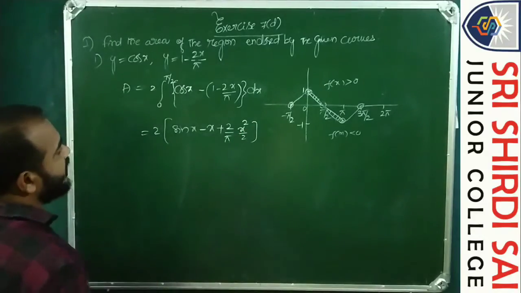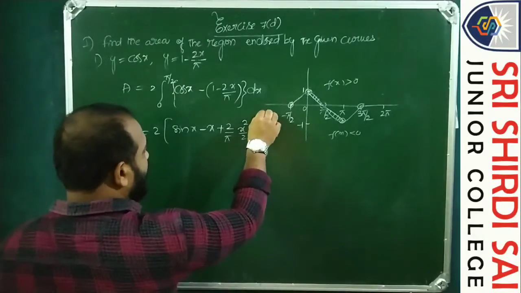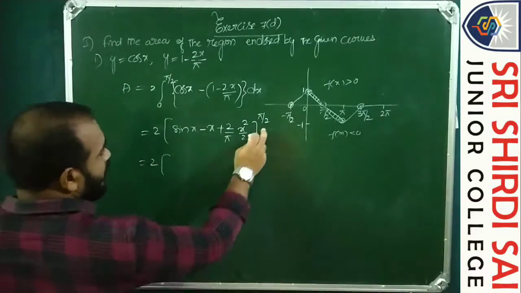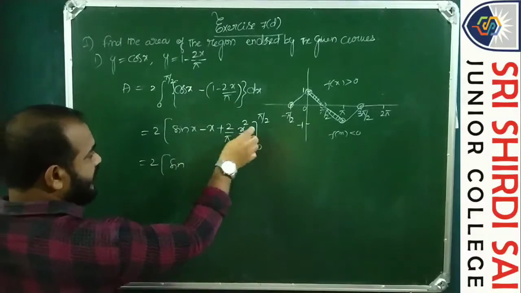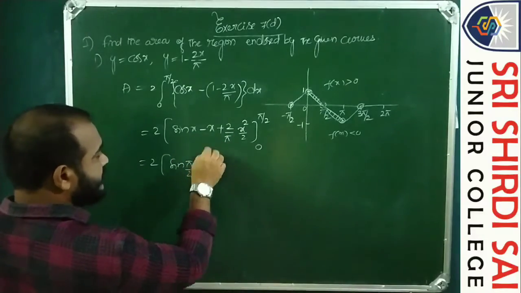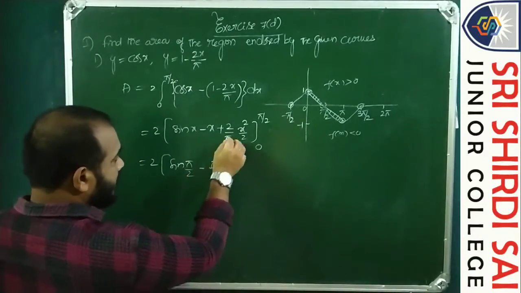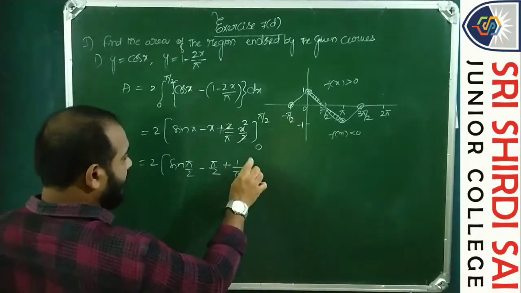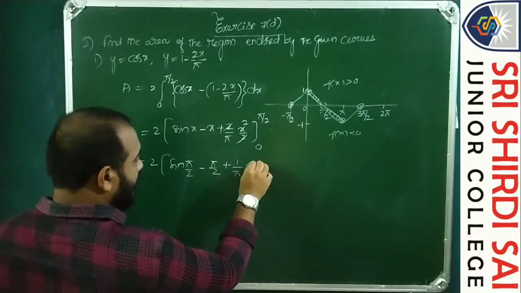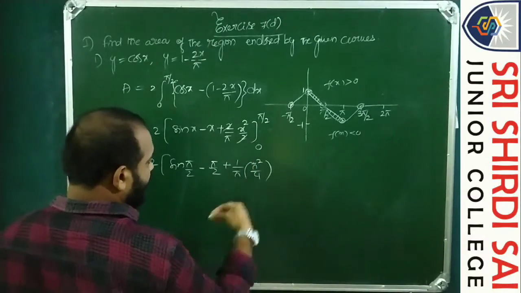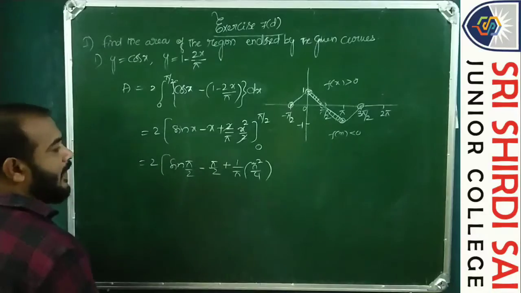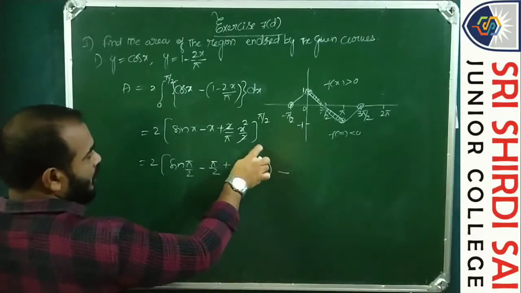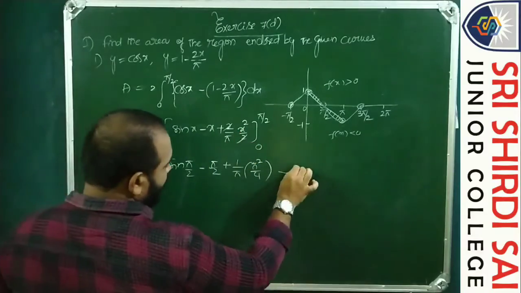Since the process of integration is over, 0 to pi by 2 is to be written here. So 2 into, substitute the upper limit, sin in the place of x, pi by 2 minus x is pi by 2. So 2 gets cancelled here, plus 1 by pi into, in the place of x substitute the upper limit, pi square by 4. This is all upper limit minus lower limit: sin 0 is 0, x is 0, so 0 square by pi is 0, so this is all 0.